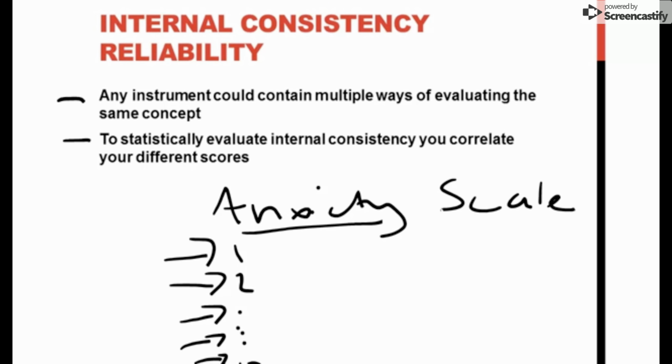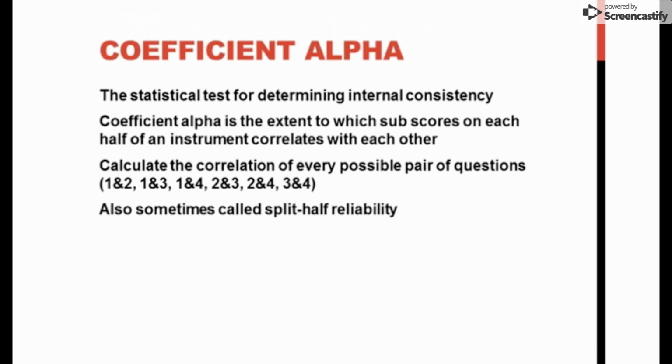How you know if you're actually reliably asking about anxiety is you want to go ahead and see, are these questions here related? And you do so by looking at something called coefficient alpha. This is also sometimes called looking at split half reliability. All this is a statistical way of determining our internal consistency. How reliable is this measure by looking at the individual questions?